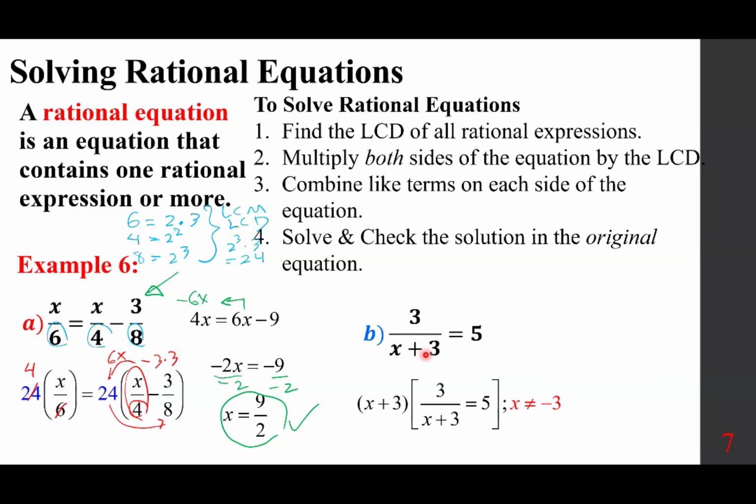Anytime you have a variable in the denominator, if it's a number, you have nothing to worry about. If it's a variable involved, in this case, x plus 3, can x plus 3 be 0? If you set it equal to 0, it becomes negative 3, and the answer is no, therefore x cannot be negative 3, meaning you go through the process. If for any reason you end up with negative 3 as the answer, then that's not an acceptable answer. It's called an extraneous solution. So when you multiply this by the left side, it becomes just 3, and the right side becomes 5 times x plus 3, which is 5x plus 15.